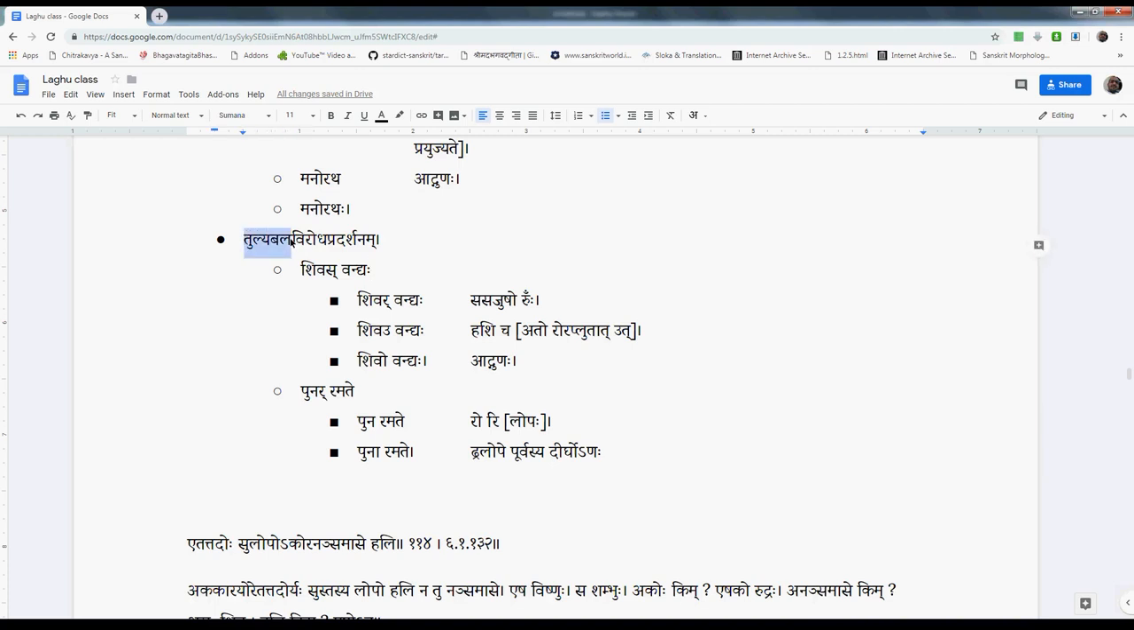So that is tulya bala virodha. Tulya bala virodha means what? They have tulya bala, meaning having equal strength. In which sense? There is this sutra Hashicha and Rori. Rori and Hashicha have tulya bala virodha. Now they are tulya bala because they have their own area of application, there is no overlap. Without overlap they can apply. So in Shivo Vandyaha, Rori is not prapta, and in Punaramate, Hashicha is not prapta. Therefore they have independent areas of application. Now what is virodha? Even if they have independent areas of application, in some subset there is an overlap between Hashicha and Rori.